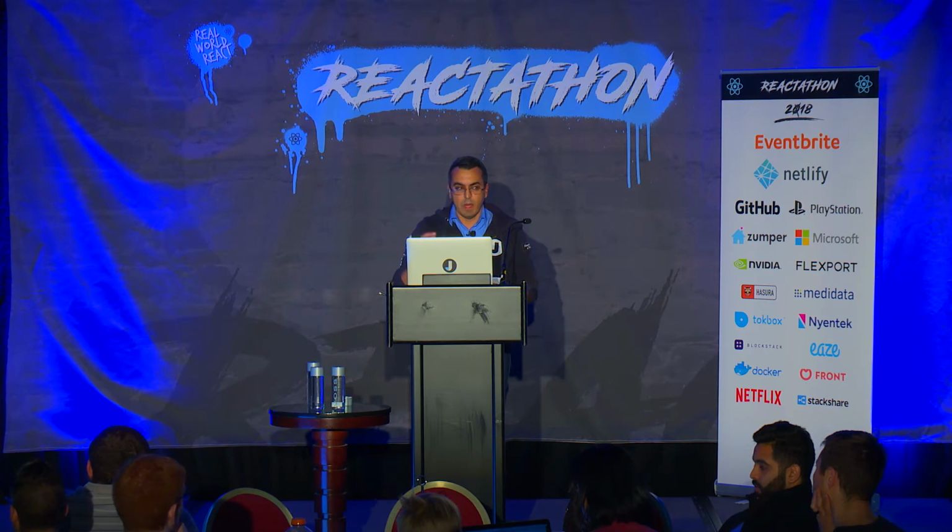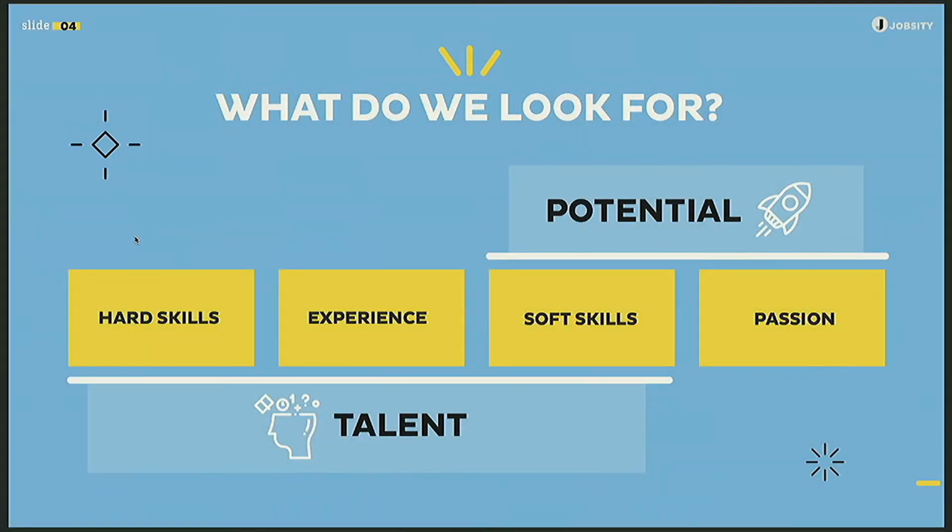But how does the committee look at a candidate? So we look at 4 main things. We look at hard skills, for example, how they code, how well they code, their education. We look at their experience. How many years they've been coding? Have they been contributing to GitHub? Have they been developing applications?